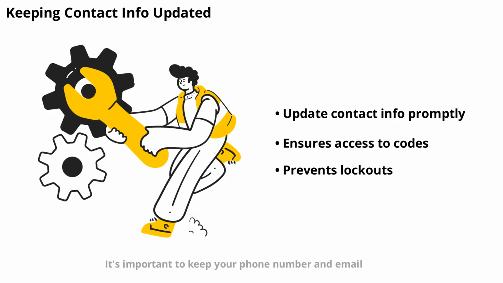It's important to keep your phone number and email address up to date in your Social Security account. If you change your number or email, update your account settings right away. This ensures you'll always be able to receive verification codes and access your account without interruption.